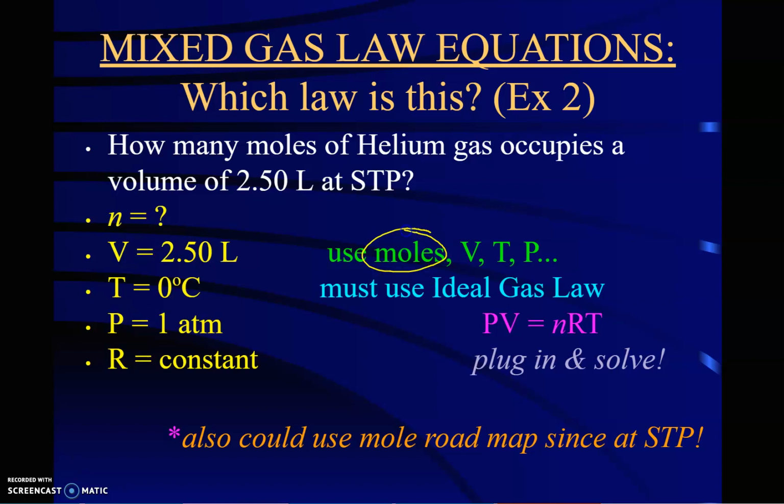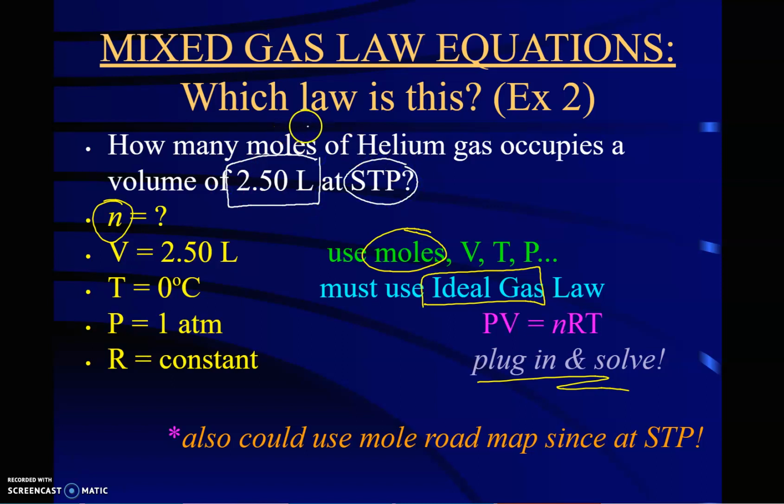So moles is almost always going to be your tell, okay? If you're going to have moles, then it's going to be the ideal gas law. PV equals nRT, where you have volume, temperature, and pressure. Plug in and solve. The other thing that we could use, which I always think is super fun, is to identify that we have a volume at STP and we want to get to moles.